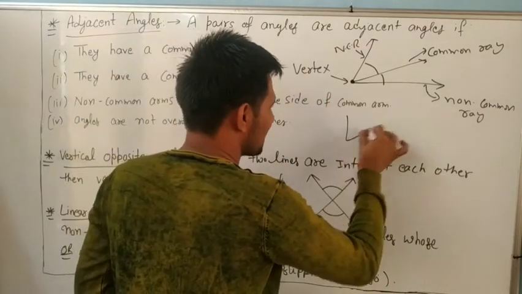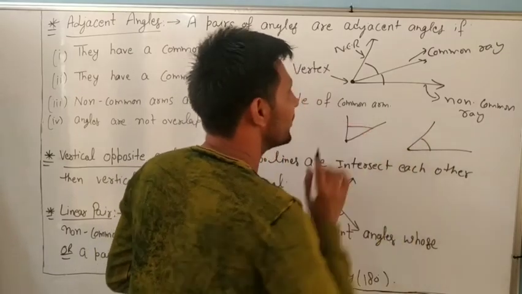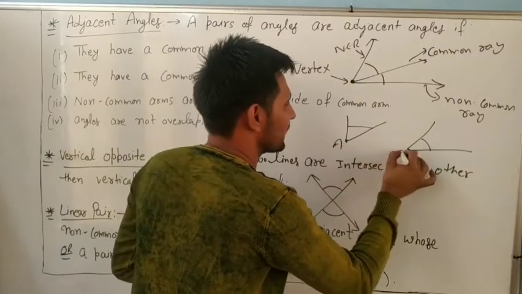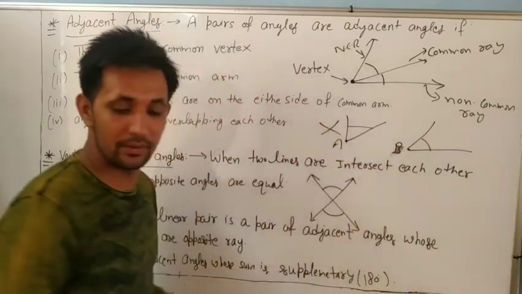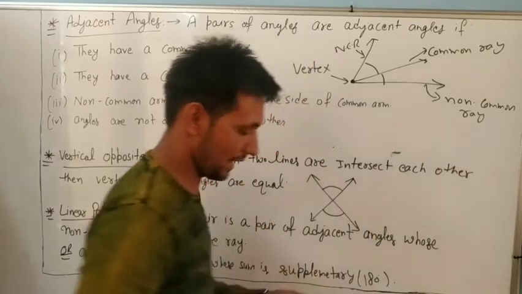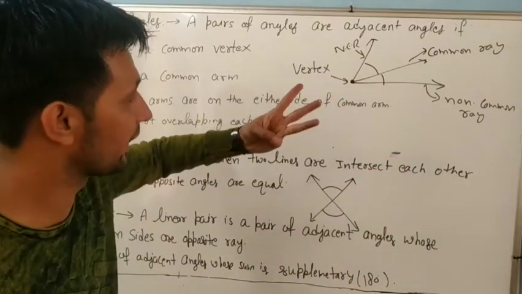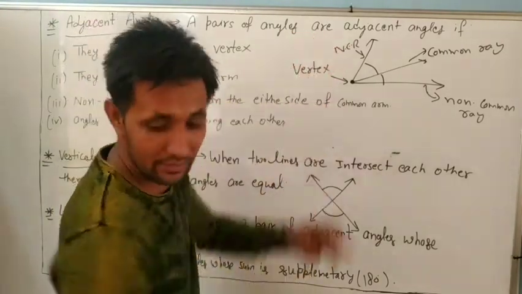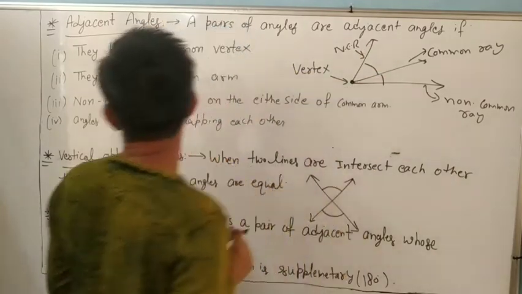If we take two angles, one is this one and the second this one, are these adjacent? No, because they do not have a common vertex. Here the vertex is A and here it is B. So they are not adjacent. Adjacent angle means two angles have a common vertex, like these three fingers. This is a common ray, and this is the vertex. So this is a common vertex.